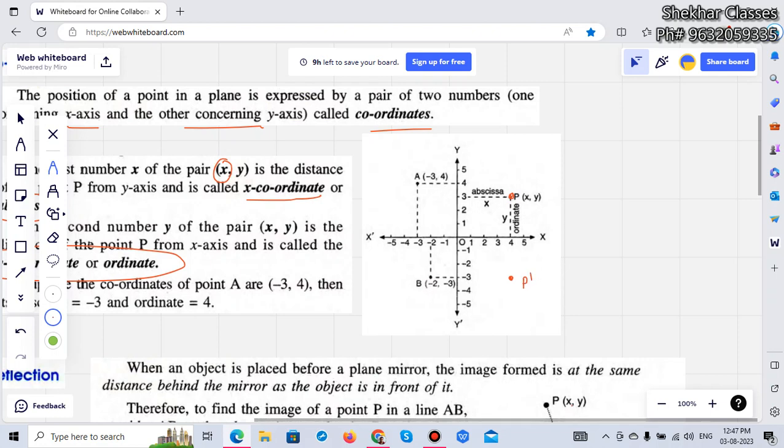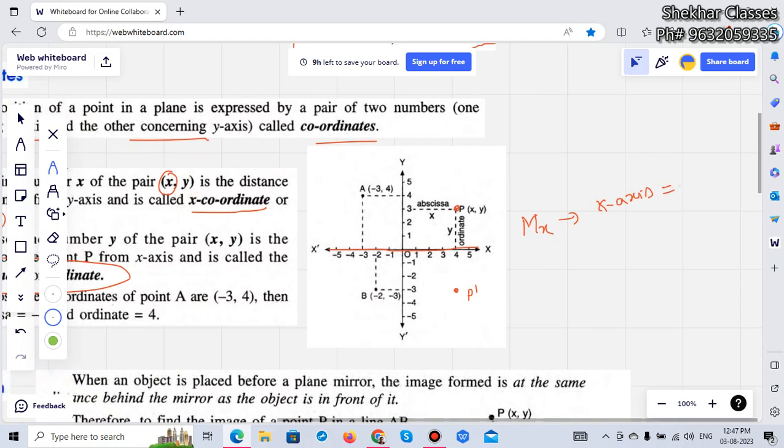Now, which is the mirror acting in it? This x-axis is acting as a mirror, so we can write MX. So when I say MX, it means x-axis is a mirror. When I say MY, then y-axis is the mirror, right?